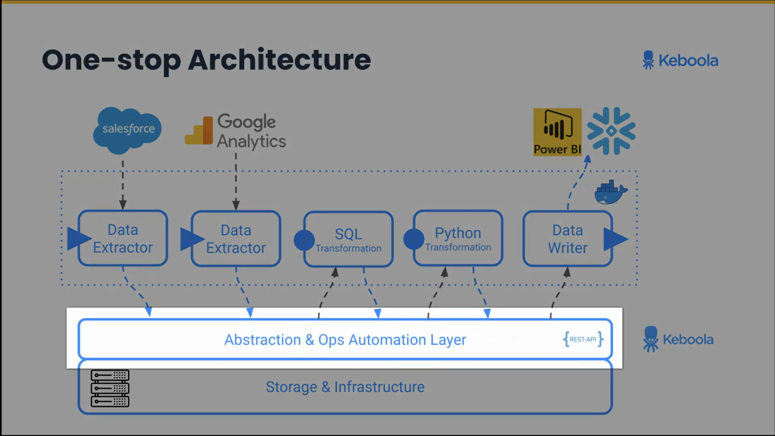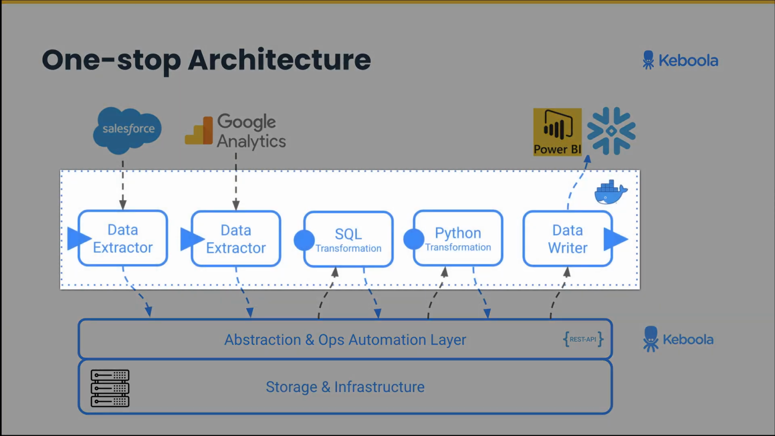Above the storage, there's an API layer that handles how various components communicate with the storage. This slim layer enables API accessibility and manages some metadata. Let's take a closer look at Keboola's components. Each component is represented as a separate box in the platform.